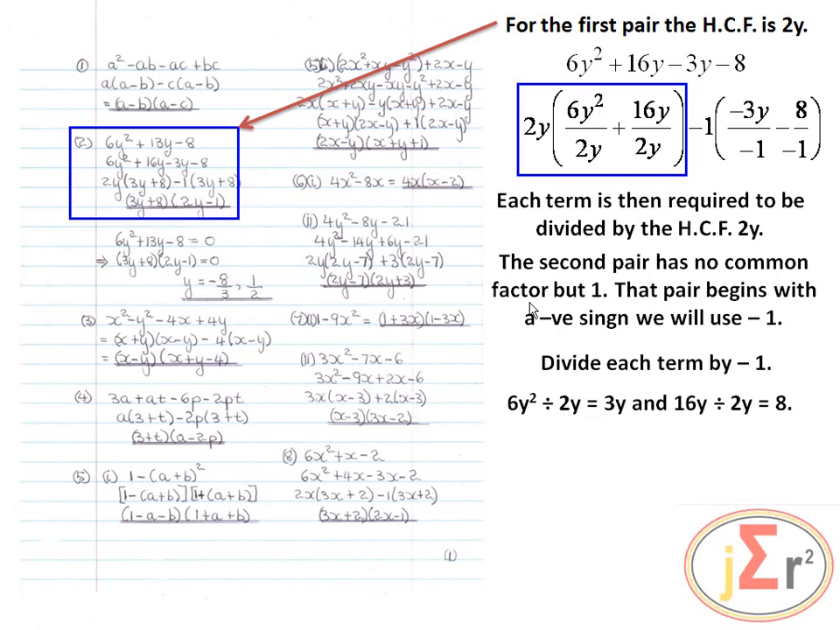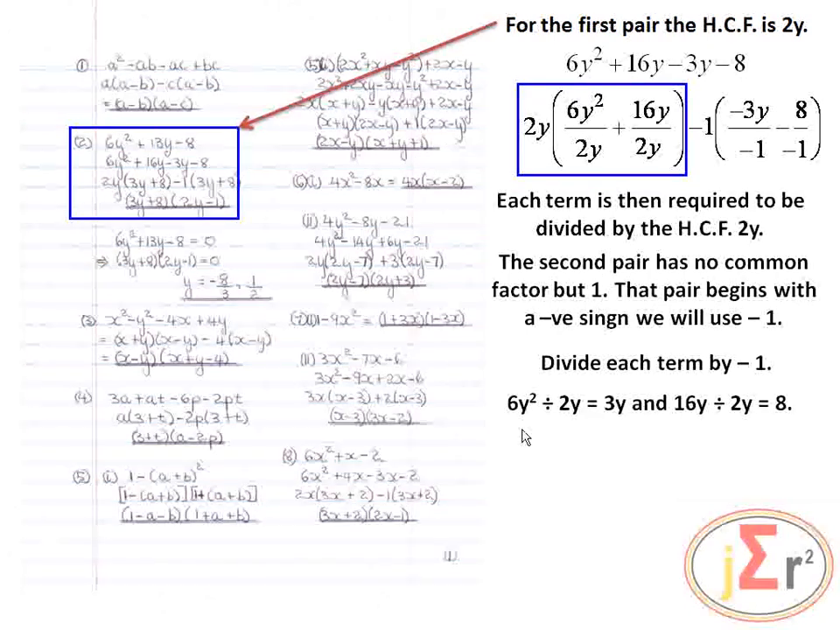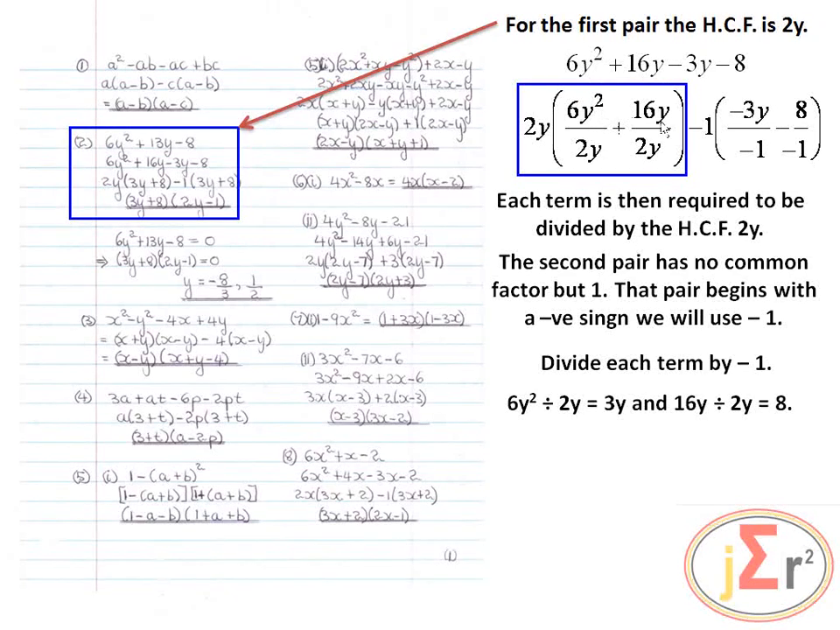So we have dividing, of course, each term by the highest common factor. As you can see, these are the terms that we are using, dividing by the highest common factor. 2 into 6 is 3, y into y squared is y. 16y divided by 2y, the y's will cancel.